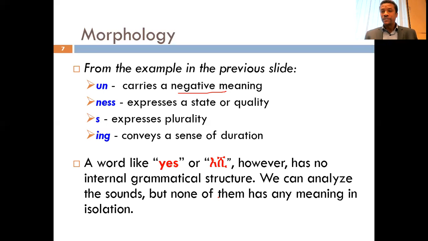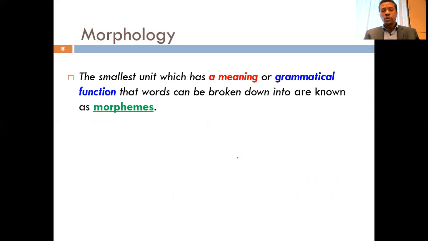But there are some words, okay, which might not have any morphological process, like the word yes or ishi in Amharic. Most of them might not have any morphological elements in them, which means you cannot further decompose them into smaller pieces. And in many languages, you might have such kind of words.